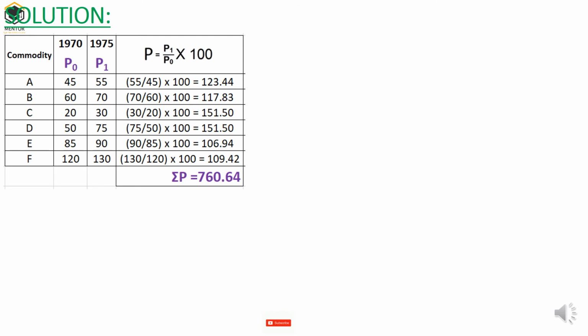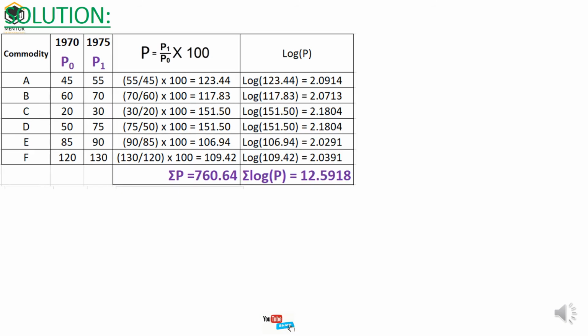What is our next? As per our geometric mean, we have to find the log P. We have to find the log of each individual price relative. So our next column will be log P. We are going to find the log of all the price relatives.